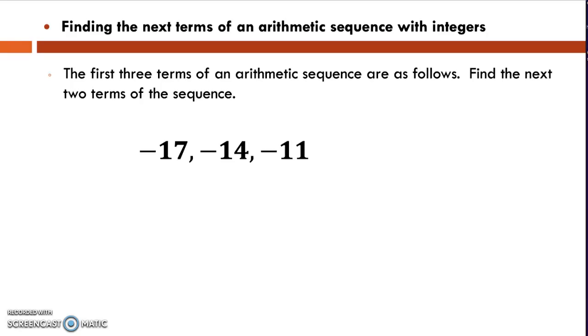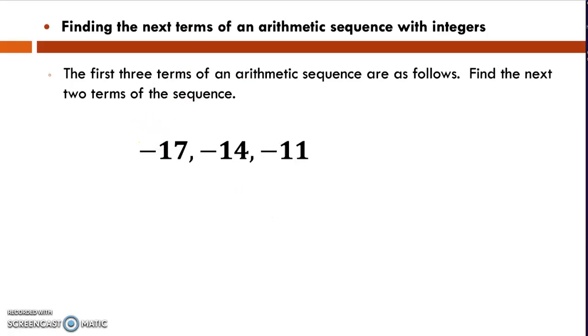Hey everybody, in this video we'll talk about finding the next terms of an arithmetic sequence with integers. So we're told that we are given the first three terms of an arithmetic sequence: negative 17, negative 14, and negative 11. Now we want to find the next two terms of the sequence.